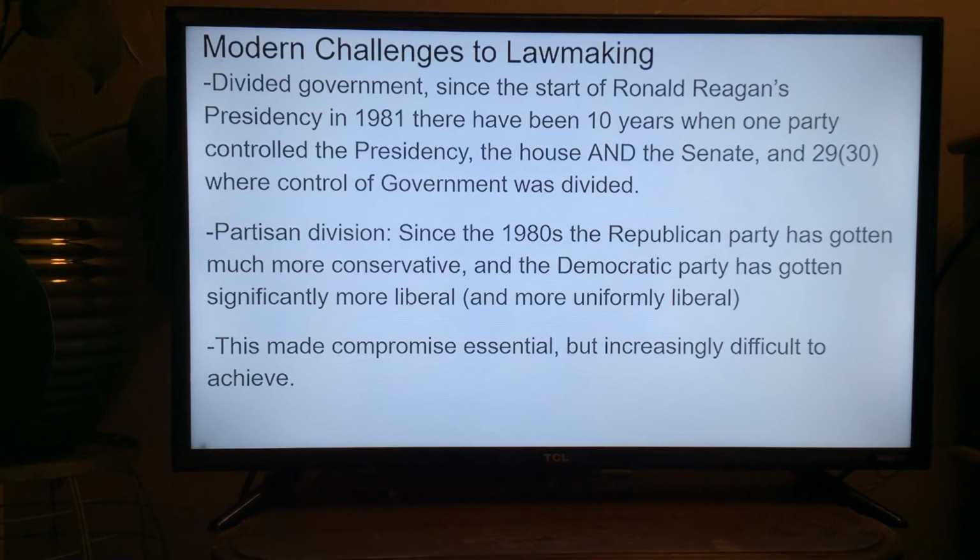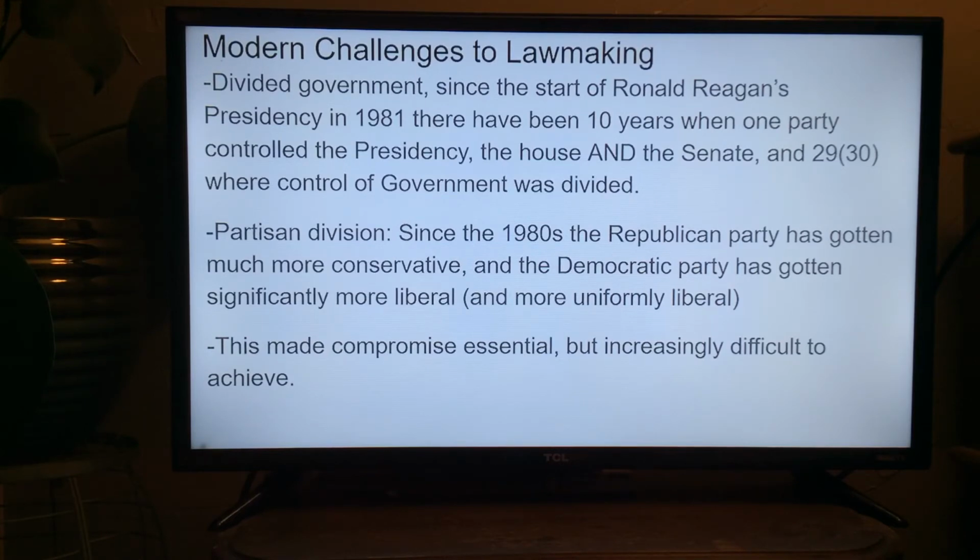The other thing is greater partisan division. It used to be that while the Republican Party, if you go back way into like the early 1900s, back into the 1800s, the parties have actually kind of flipped ideologically. The Republican Party used to actually be at least somewhat more liberal than the Democratic Party. The Democratic Party used to be more conservative. That's obviously no longer the case.